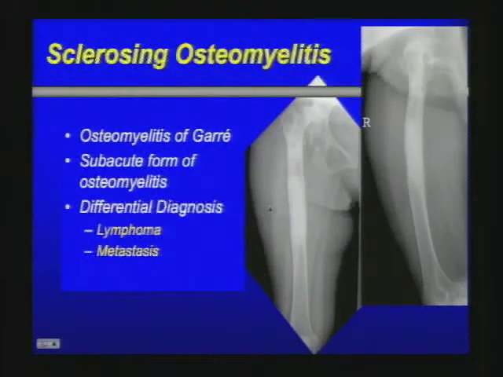Sclerosing osteomyelitis or osteomyelitis of Garré is a subacute form of osteomyelitis. Again, it has these extensive sclerotic changes. This is located in the diaphysis of the femur, and these can sometimes look like metastases or even like lymphoma. So that's an important differential diagnosis in sclerosing osteomyelitis.